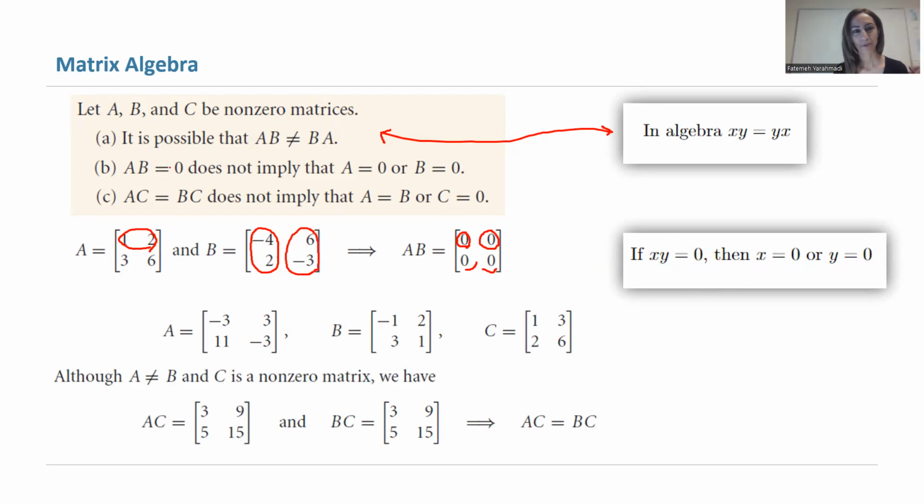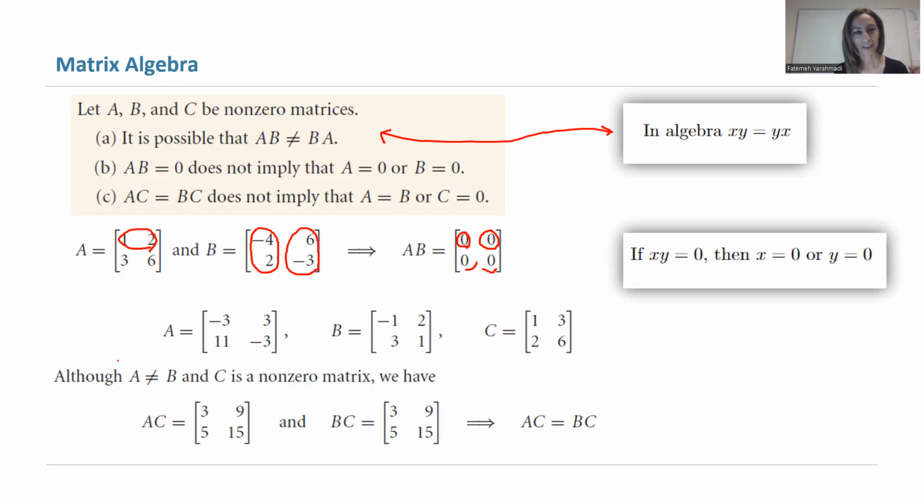Another interesting example is that we don't have cancellation when it comes to matrices. If AC is equal to BC, you cannot just say that, hey, I can cancel out C and C, and A is equal to B or C is 0. It's not correct in general in matrix algebra.